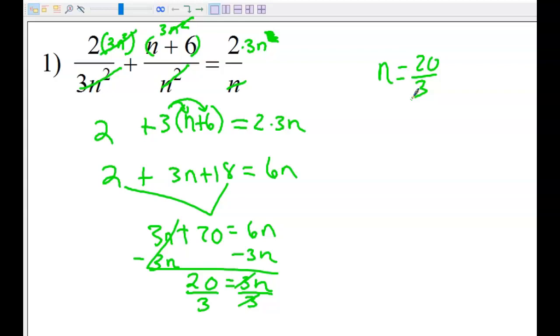So what value of n would make this denominator equal 0? 0. So n is not allowed to equal 0. So let's put that on there.